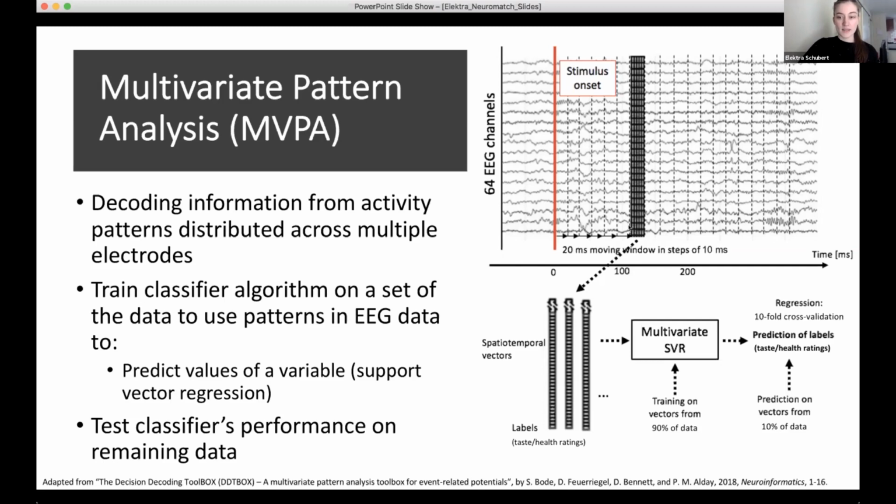So we had a 20 millisecond window that moved through the EEG data in overlapping steps of 10 milliseconds. And these windows were then transformed into spatiotemporal vectors. And we also had vectors of the taste and health ratings for each trial. We then trained an algorithm on 90% of the data to predict the taste and health ratings based on these vectors of the brain activity. And then its ability to predict the taste and health ratings was tested on the remaining 10% of the data.